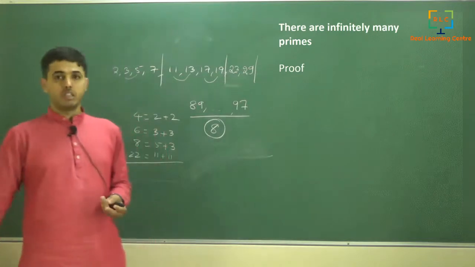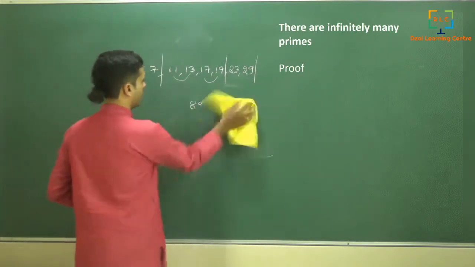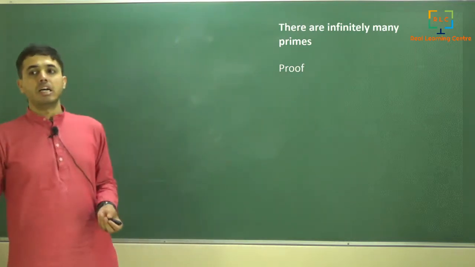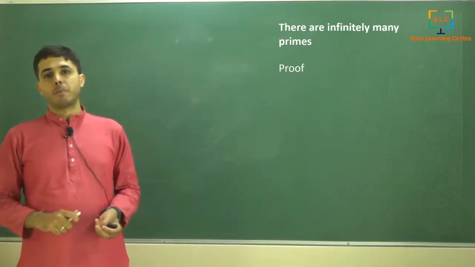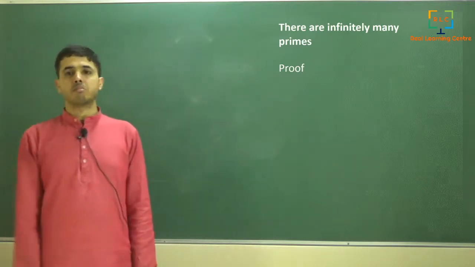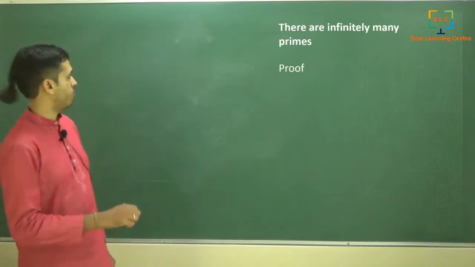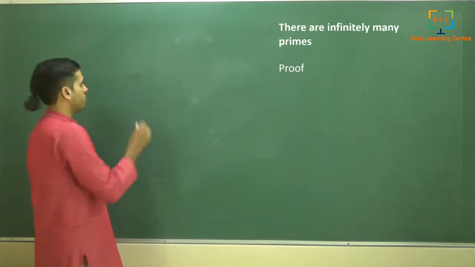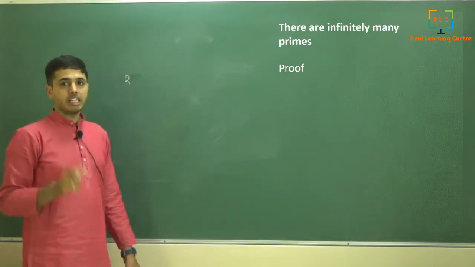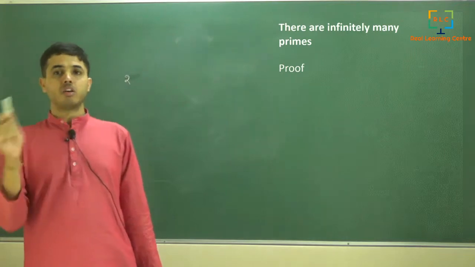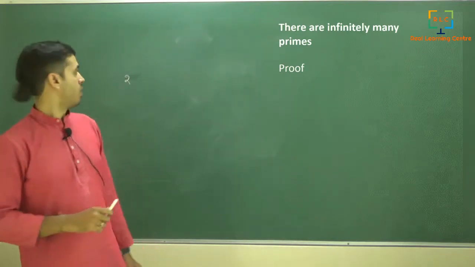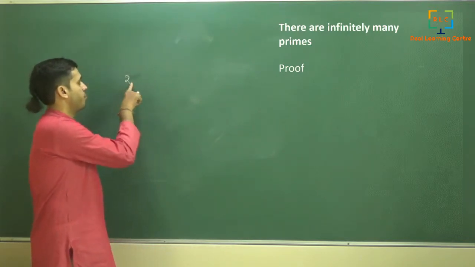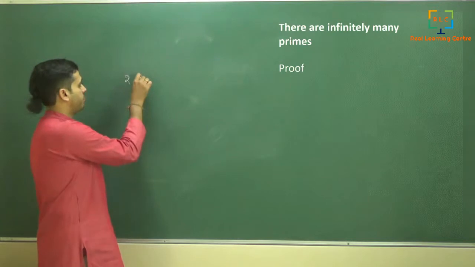Now we'll come to the statement we made at the beginning of today's discussion, that there are infinitely many prime numbers. How can you say there are infinitely many prime numbers? So let us try to understand this problem and let us try to prove it. Now to start with, the first prime number. Again, as I told you, 1 is neither prime nor composite. So the first prime number is 2. And what is the second prime number? 3.